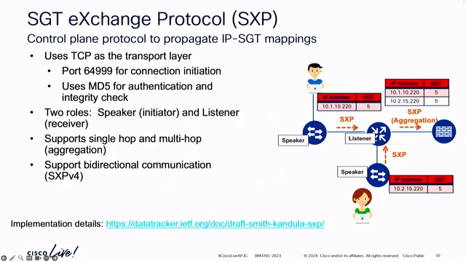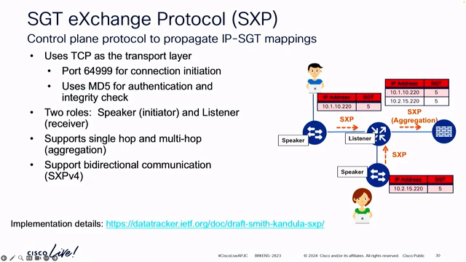A little bit more about SXP. SXP is a server-client protocol. It uses TCP port number 64999. And it has two personas, speaker and listener. The speaker is the one who is actually advertising IP to SGT mappings, whereas listeners are only receiving or consuming that information. And we are at SXP version 4. There are newer versions; the latest is SXP version 5.